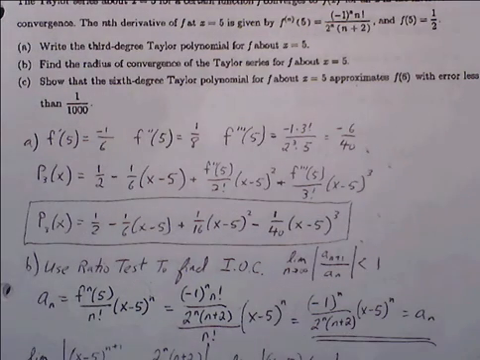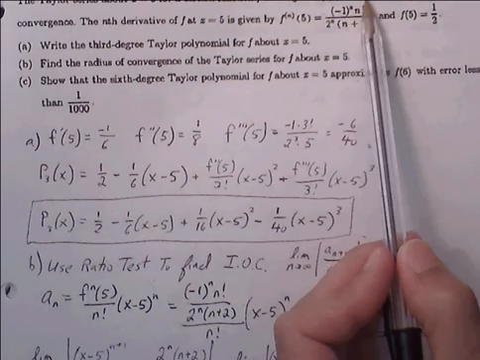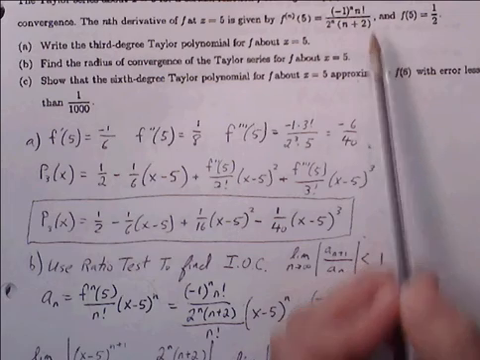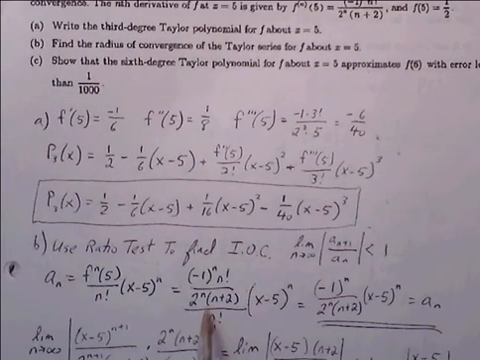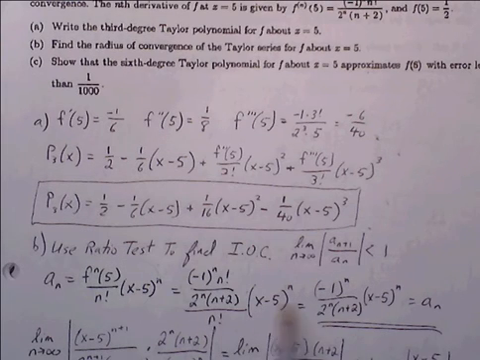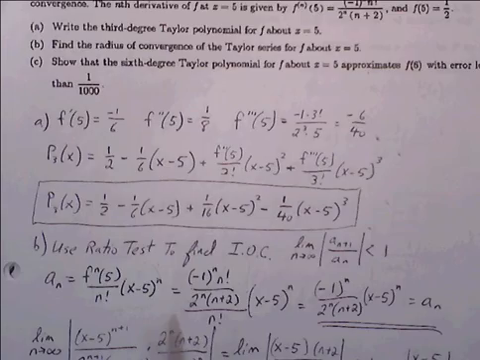So what we do is we're going to replace f of n of 5 with this expression. All this gets plugged in for the numerator here. And if we clean this up slightly, we see the n factorial cancels out, and then we're left with negative 1 to the n over 2 to the n times n plus 2 times x minus 5 to the n. So this is my a sub n. Okay, so now we're ready for the ratio test.